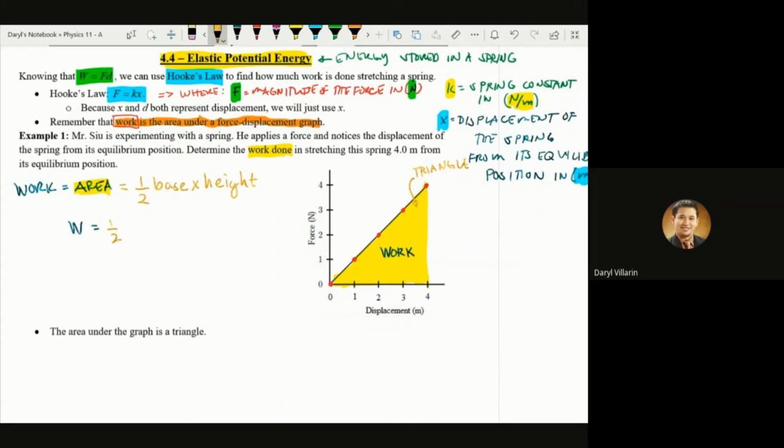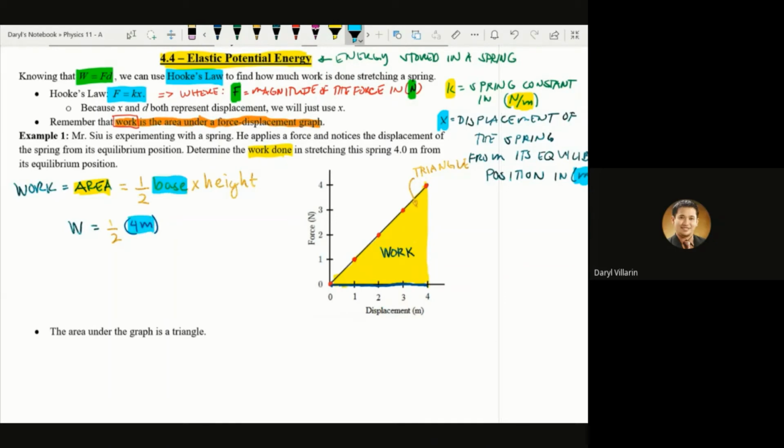Well, what is your base here? The base is just given by this one. That's the definition of the base, right? The distance from that point, the lower part of your triangle. So this would be the base. So what is the value of your base? Well, that's 4 meters. So that's my base, 4 meters.